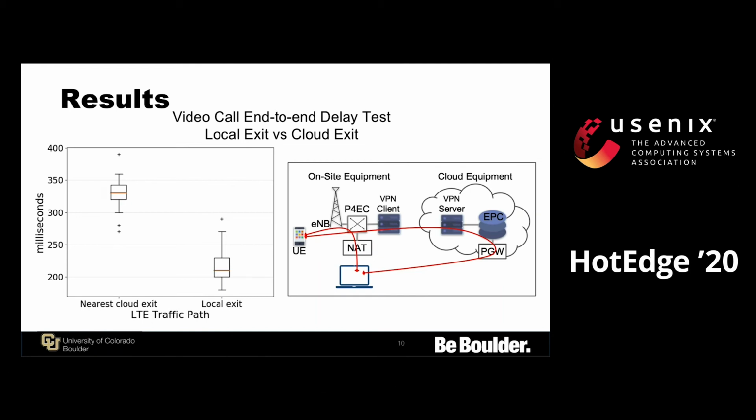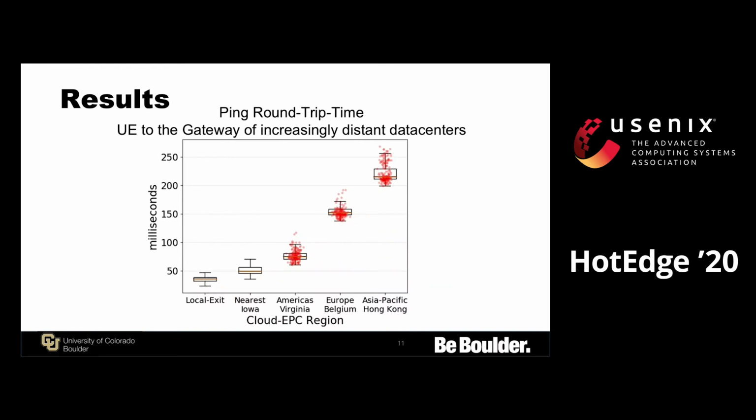Video streaming is a good analog for applications that benefit from a local exit, like the command and control video streaming used by public safety members that we talked about earlier. Here we explicitly show the advantage that the local exit has over the nearest data center and other data centers that are increasingly far away.